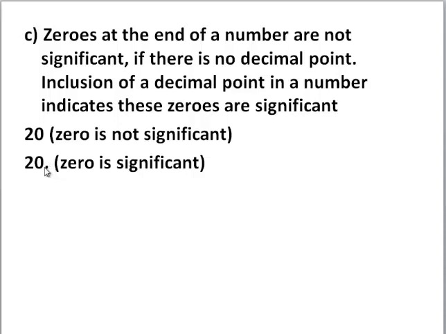If you have a decimal point, this 0 is significant. There are two significant digits, and this is the uncertain one. This number could be 19, could be 21.